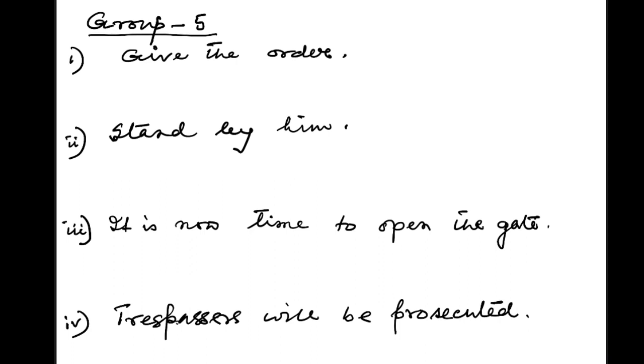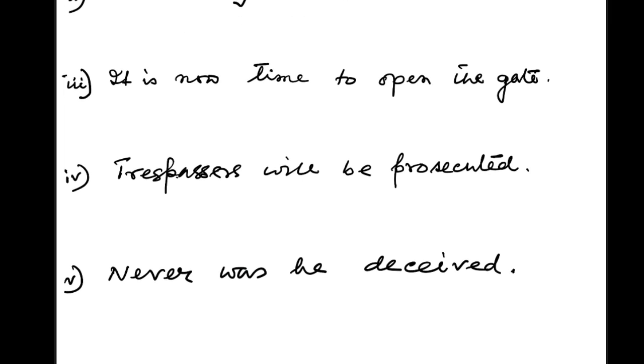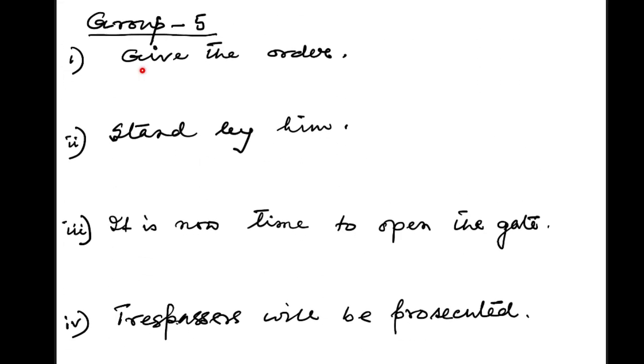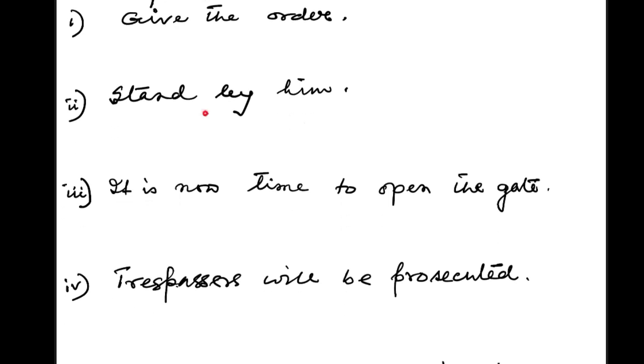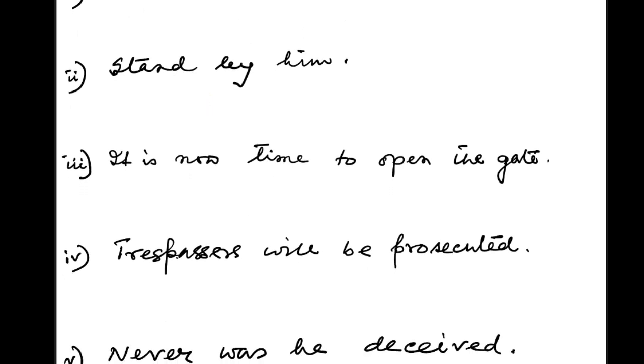Okay, now group 5. Group 5, as usual, also has 5 sentences. You will pause the video and copy the sentences. The first sentence is: give the order. The second sentence: stand by him. Very easy. And the third sentence: it is now time to open the gate.